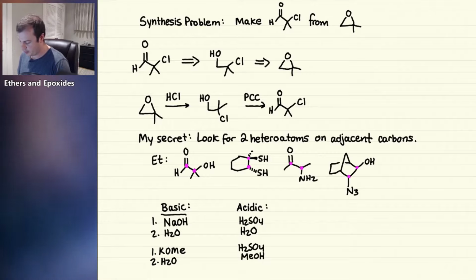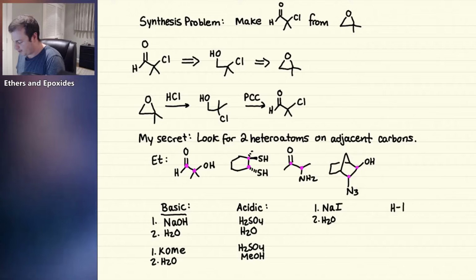Another example. Let's say you wanted to open an epoxide from the less substituted side with a halogen. You could treat that in step 1 with NaI, step 2 H2O. And then if you want to do that in acidic conditions, you would just treat it with HI. Okay. So you can see there's some challenges there associated with which nucleophile to choose depending on whether you want that nucleophile to attack the more or less substituted side.